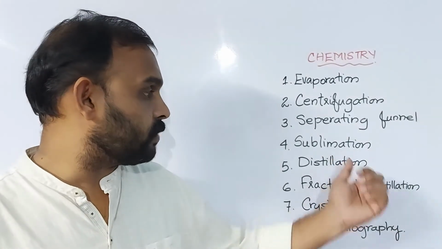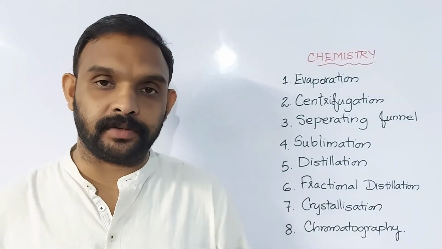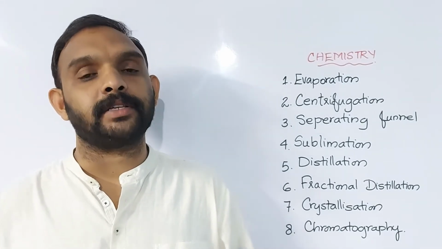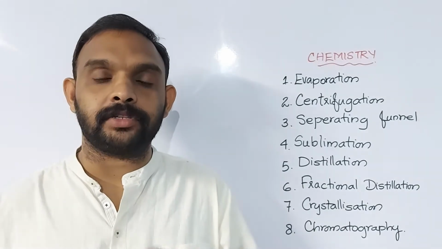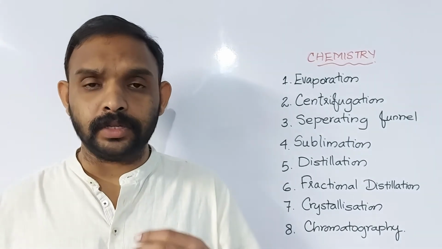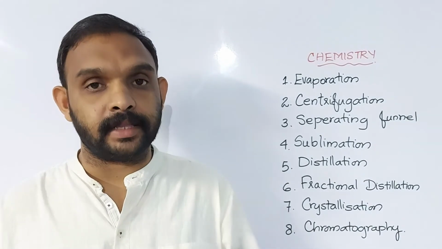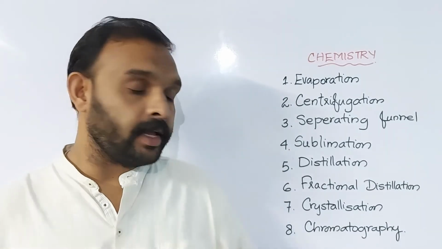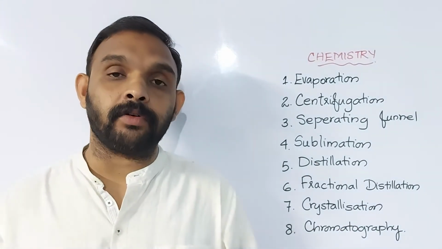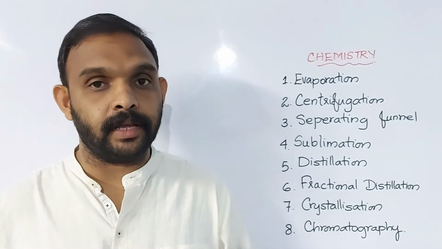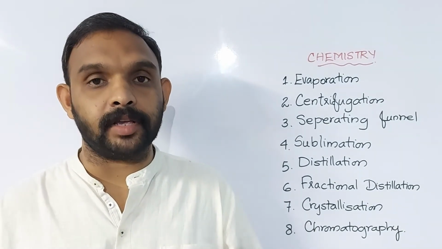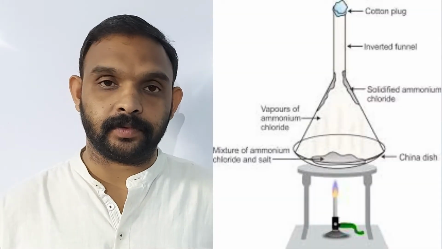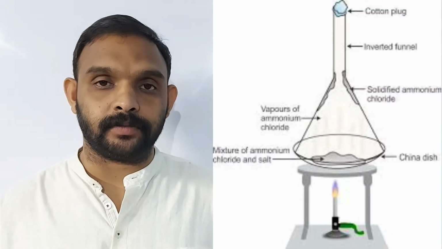Now coming to the next one, that is called sublimation. You have already learned this in the first chapter. What is meant by sublimation? Sublimation is a process in which there is a change of state of matter directly from solid to gas, and that process we call sublimation. So in the sublimation process we are going to do an activity. In that activity we will take a mixture of ammonium chloride and salt. The salt is common salt.